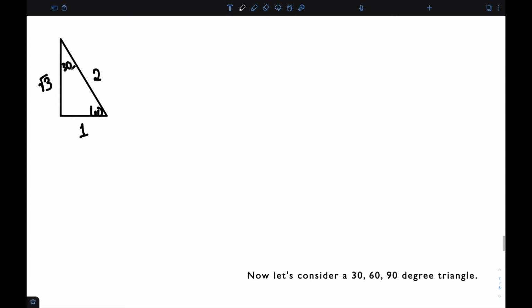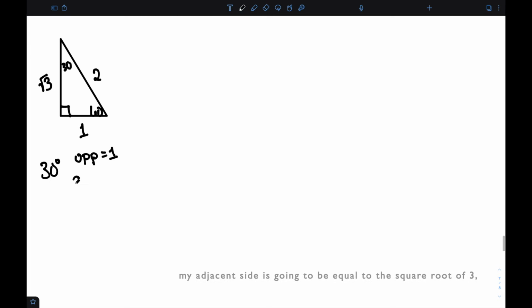Now let's consider a 30, 60, 90 degree triangle. This actually has sides 1, 2, square root of 3. So let's start with 30 degrees. For 30 degrees, my opposite side is going to be equal to 1. My adjacent side is going to be equal to the square root of 3. And my hypotenuse is going to be equal to 2.